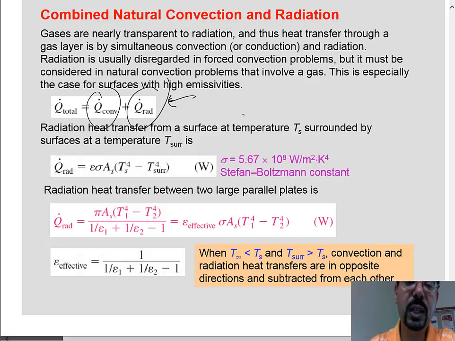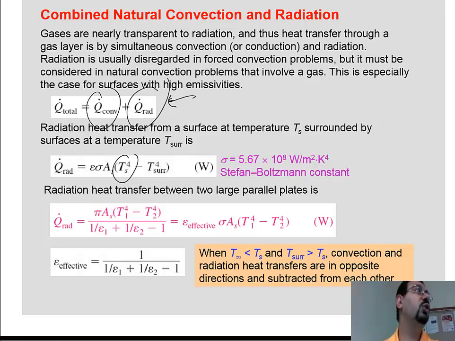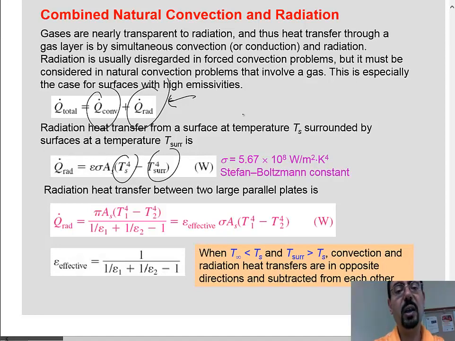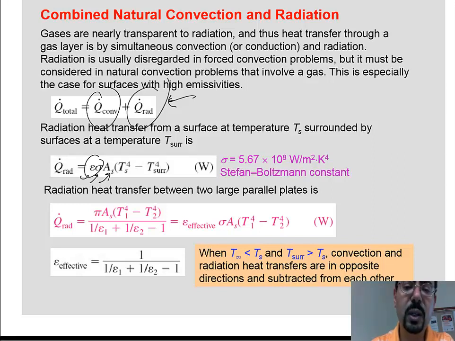But for now, let's just say that it scales with T to power 4. So rather than in convection, it's T minus T, this time it's T to power 4 minus T to power 4. So T sky or T surrounding to power 4 and T surface to power 4. Okay? And it's multiplied by the area and epsilon sigma. All right? We'll talk about this. This will change a little bit for different surfaces.